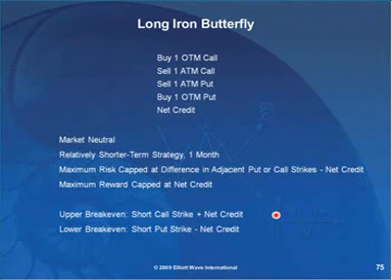This is a relatively short-term strategy, about 1 month. Maximum risk is capped at the difference in adjacent put or call strikes minus the net credit, and the maximum reward is capped at the net credit. You're not going to earn any more than that net credit that you took in. So it's a matter of structuring it with your break-evens and so on and managing it. You have 2 break-evens, an upper break-even and a lower break-even: the short call strike plus the net credit, and the short put strike minus the net credit to the downside.